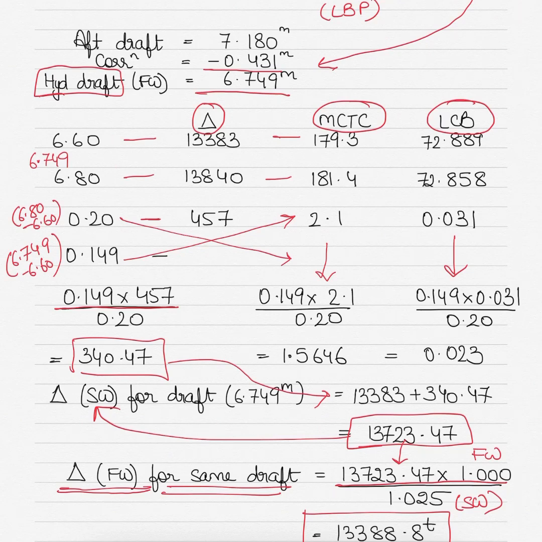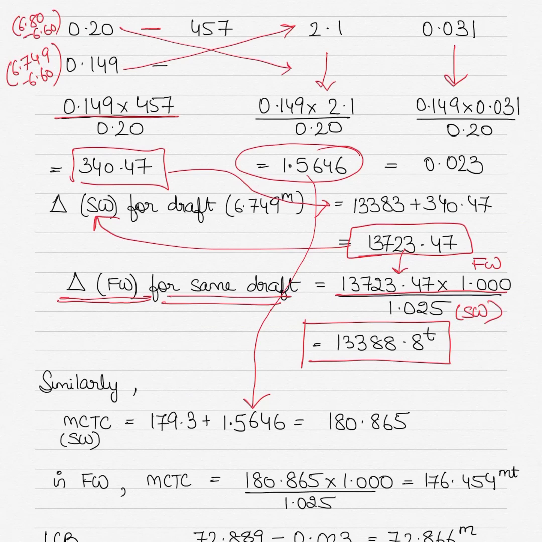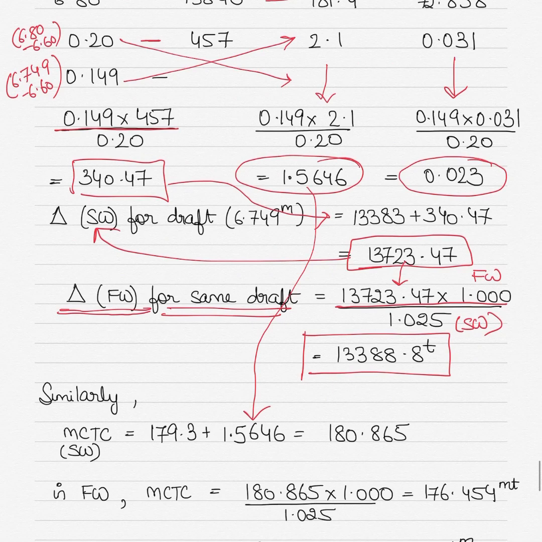So you have to see here, with an increase in draft the MCTC increases. So when you find the correction value to the MCTC, you will add it to the MCTC as I will show you here. But when you get a correction for the LCB, you have to see that with an increase in draft the LCB is decreasing, so you will subtract this correction from the LCB value at 6.60 meters of draft to get the LCB for the draft of 6.749 meters.